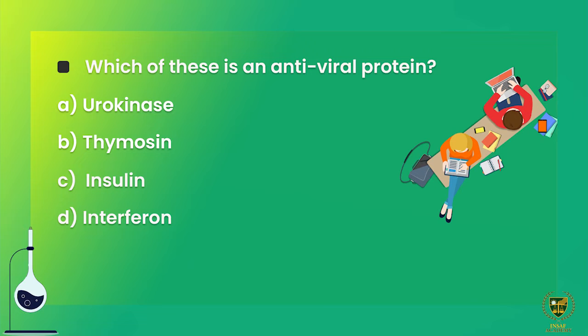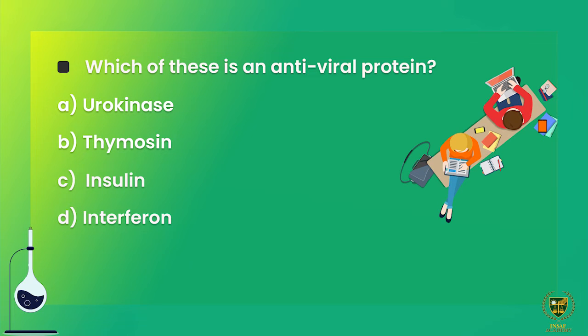Which of these is an antiviral protein? So option alpha is urokinase. No, my dear students, urokinase is basically an enzyme which is used for dissolving the blood clots. Option beta is thymosin. That is a hormone that is used against cancer. Option Charlie is insulin. That is also a hormone, genetically engineered insulin, which is used in sugar patients for lowering the blood glucose levels.